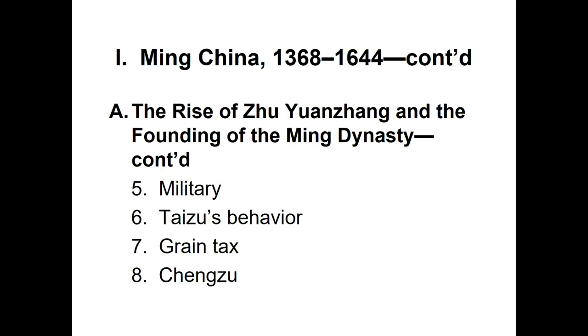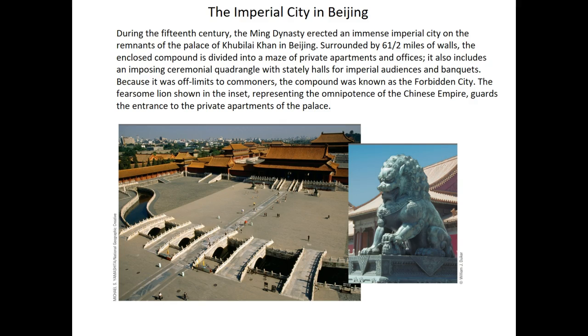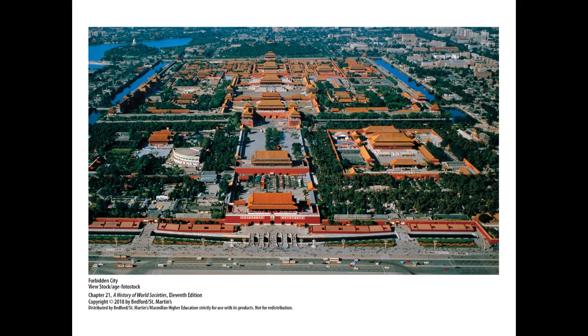To be honest, it's a pretty brutal time in Chinese history. The Ming Dynasty, of course, makes Beijing one of the most important places. The Forbidden City is there. Of course, this becomes one of the most important places in China. There you can see the bigger picture of the Forbidden City.